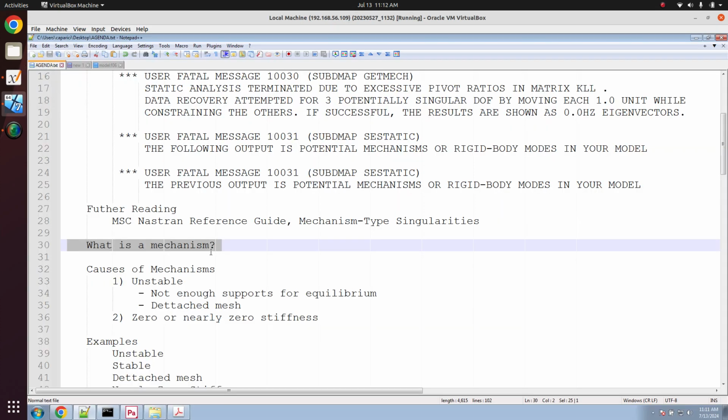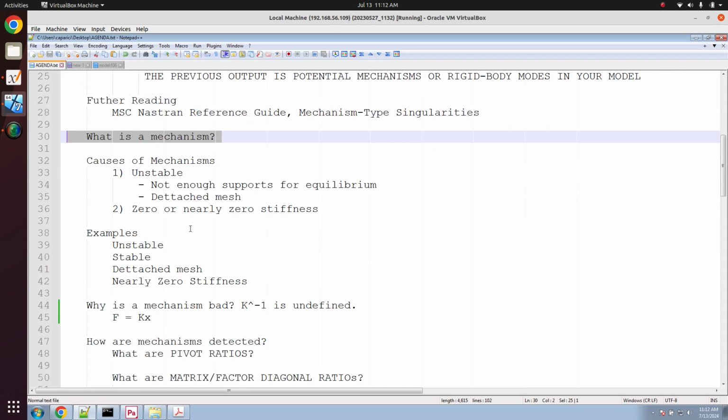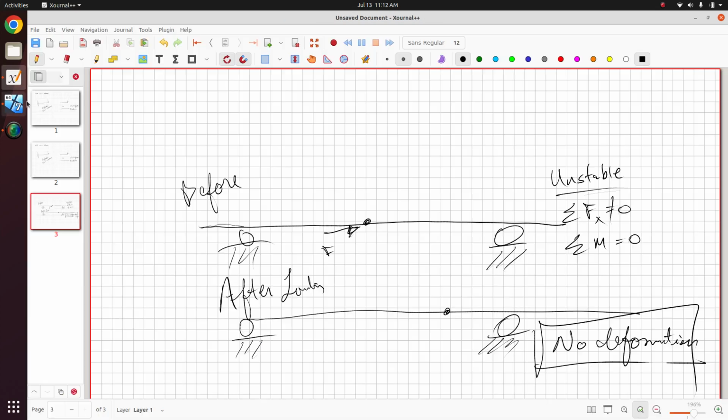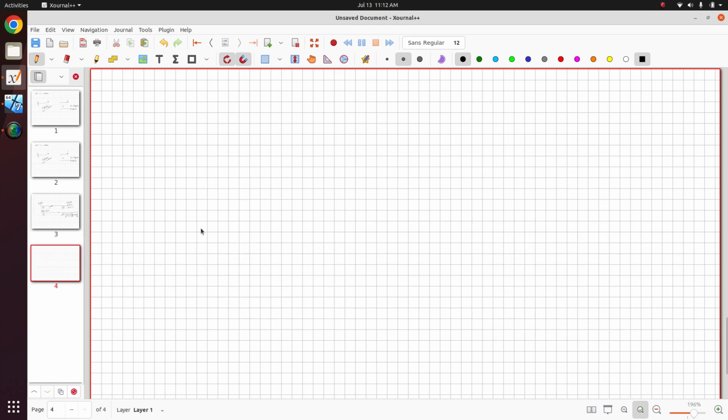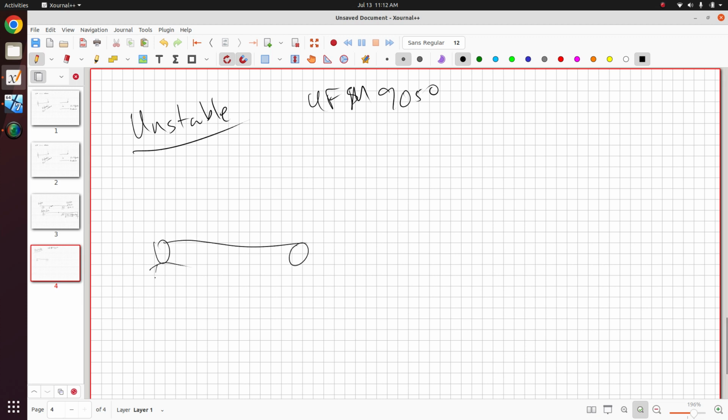Okay, so going back to the agenda here, now let's talk about what causes mechanisms. The most common reason is that equilibrium is not satisfied. Let's talk about that real quick. This is going to be the most common reason why you're getting UFM 9050. So 9050, it's unstable. If you go back to that example where I have the beam on rollers, that is not okay. Again, if you do the sum of the forces in the X, the Y, and the Z, you have to make sure that they're all 0.